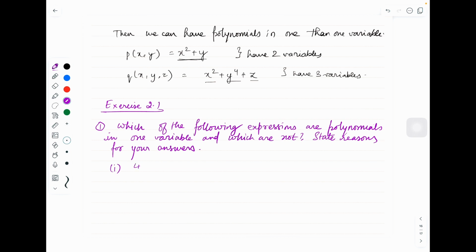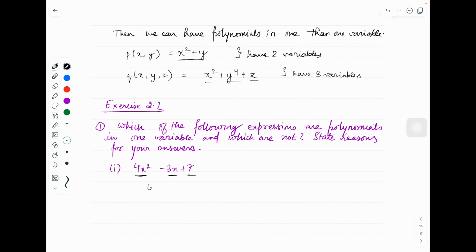So the first question is 4x square minus 3x plus 7. In every question you have to match the two conditions. You have to write it. In the exam you have to write the two conditions, that for a polynomial to be a polynomial in one variable, we have to have only one variable in the polynomial, and the exponents or powers of the variables should be whole numbers. Okay, those were the two conditions.